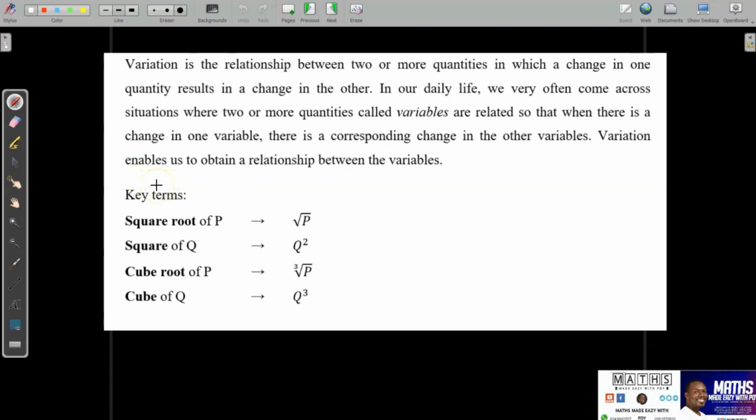Now, when it comes to variations, as I said, as there's a change in one quantity, it causes a change in another quantity. It makes us have different kinds of variations in life. So, considering variations, we have different kinds or types of variations.